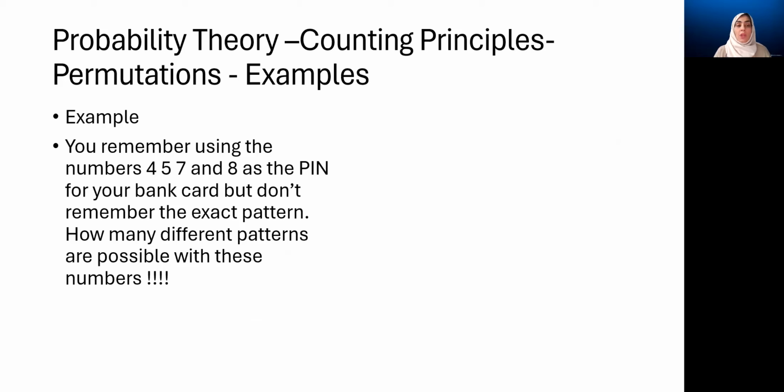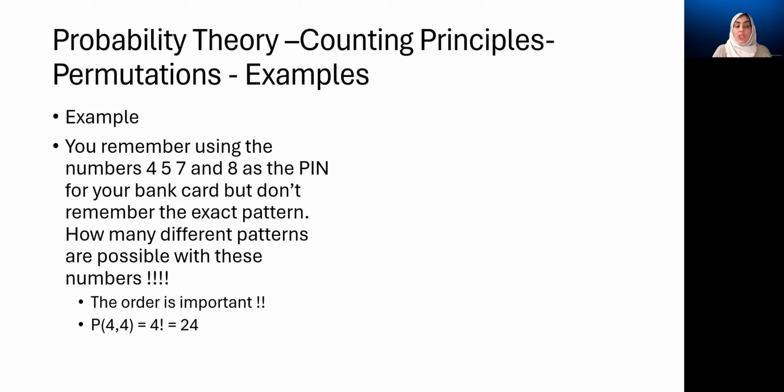Let's see another example. You remember using the numbers 4, 5, 7, and 8 as the PIN for your bank card, but you do not remember the exact pattern. Now, how many different patterns are possible with these numbers? The order is important here because, of course, 4, 5, 7, 8 is a different pattern from 4, 5, 8, 7. Just altering the position of one of these digits makes a totally different pattern.